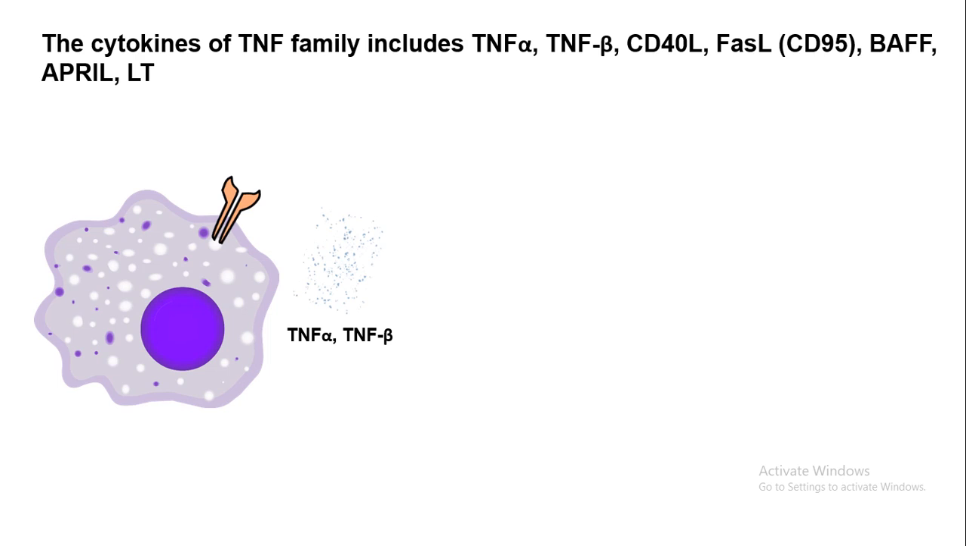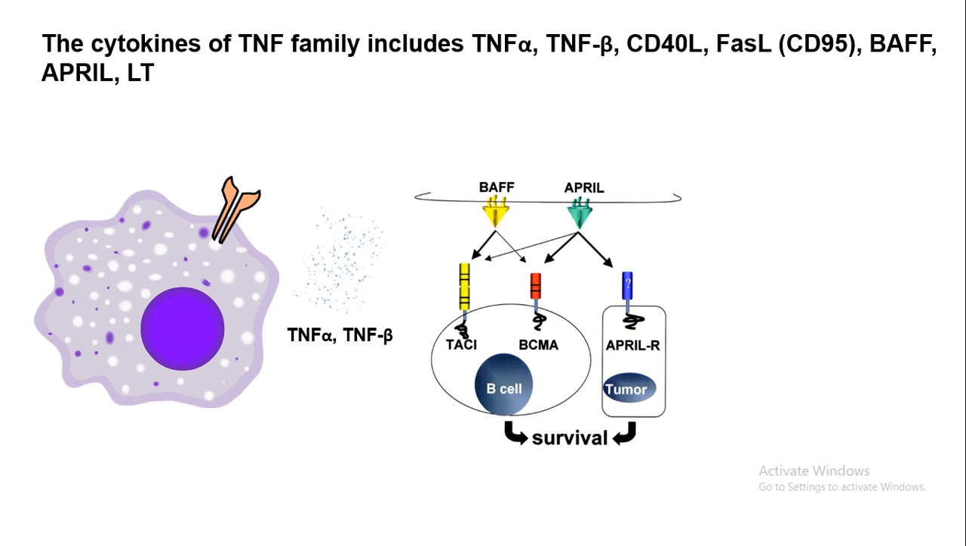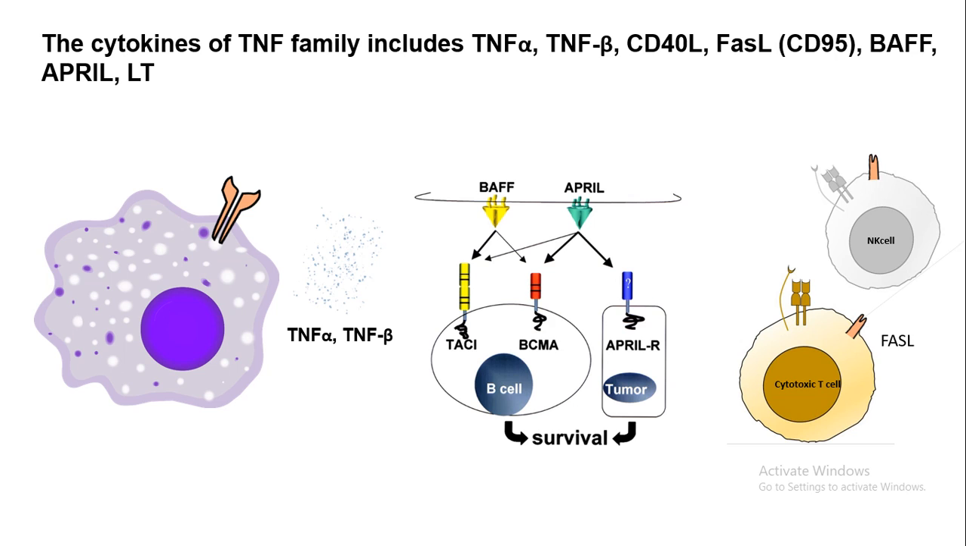For example, TNF alpha and TNF beta that are secreted from macrophages give rise to inflammatory signals, whereas BAFF and APRIL have certain important roles in B cell development. And also Fas ligand is expressed by cytotoxic T cells and NK cells, and it has a role in killing the target cell.